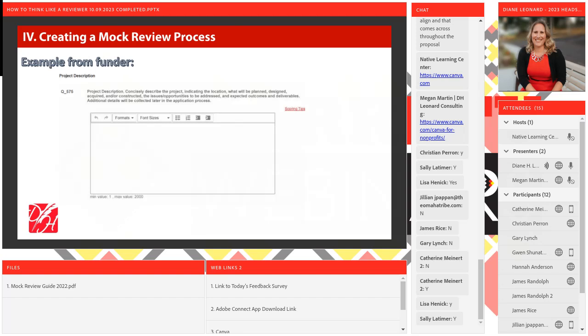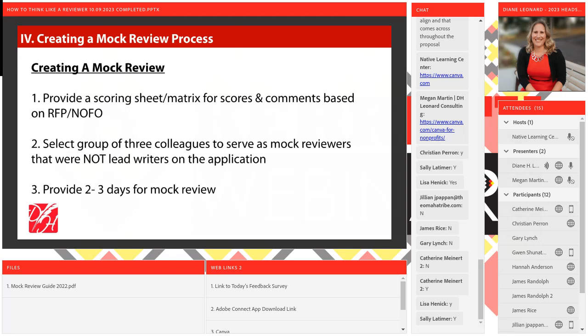In this example, it says scoring tips to the right of the online character counted box. Also, again, an indicator we are going to be scored. So we should look carefully in the guidelines to find out how our proposal is going to be reviewed. Could we create a mock review?